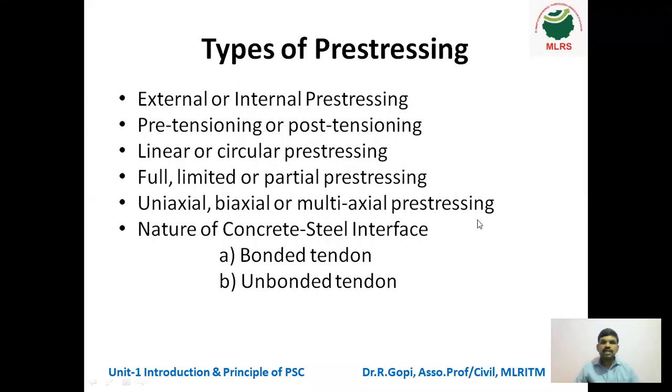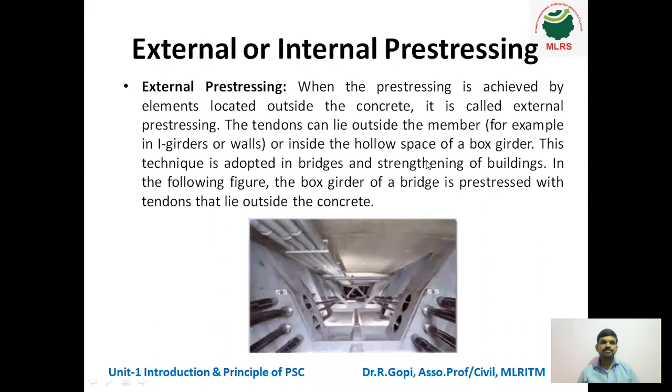Student, let us continue the types of pre-stressing. First, external or internal pre-stressing. Second, pre-tensioning and post-tensioning. Third, linear or circular pre-stressing. Fourth, full, limited or partial pre-stressing. Fifth, uniaxial, biaxial or multi-axial pre-stressing. And sixth, the nature of concrete-steel interface, that means bonded tendon pre-stressing and unbonded tendon pre-stressing. So these are the different classifications and types of pre-stressing. Let us see one by one.